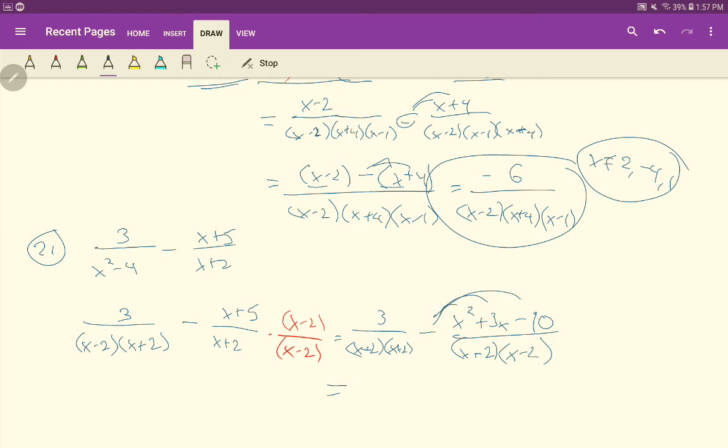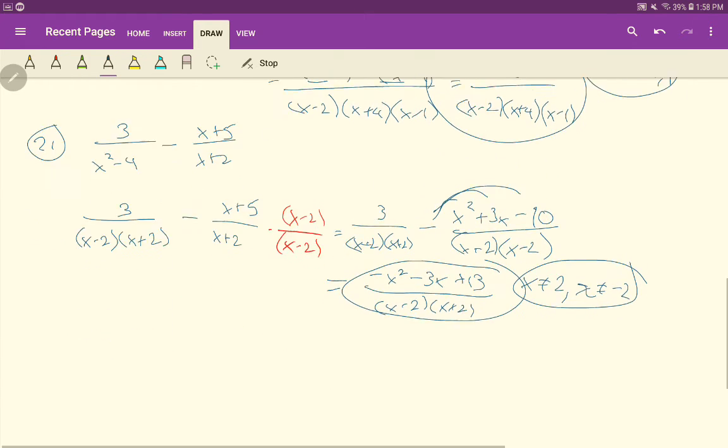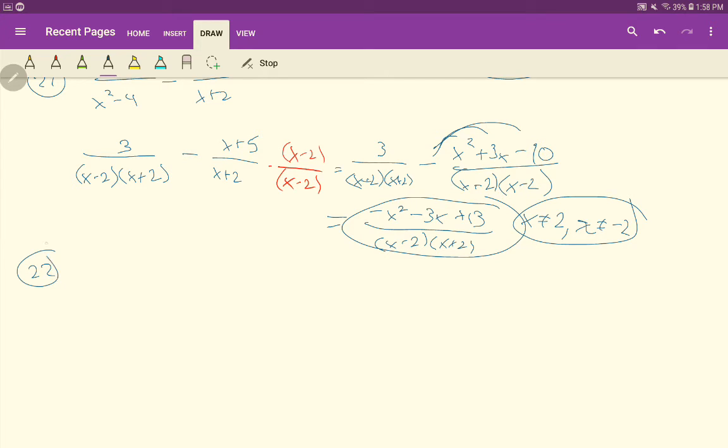And again, subtract. I'm going to go ahead and just distribute the minus sign here. So it's going to be a negative x squared, a negative 3x, and then negative 10 is positive 10, plus 3 makes 13 over x minus 2, x plus 2. And again, you could factor a negative 1 out of the numerator there if you really wanted to. It's not necessary because it doesn't factor. Most of these addition and subtraction problems will not factor, but every once in a while they will, so keep your eye out for them. Anyway, x cannot equal 2 and x cannot equal negative 2 are our two answers there. All right, that was 21. 22.